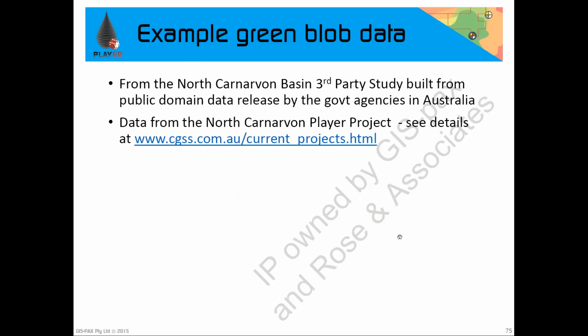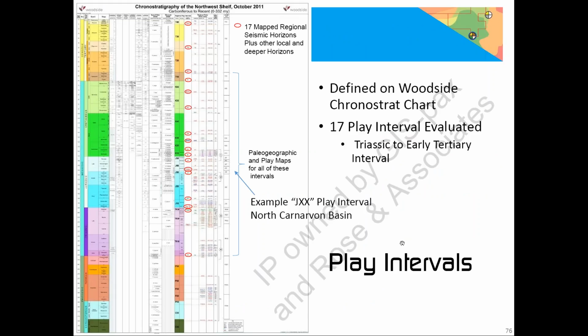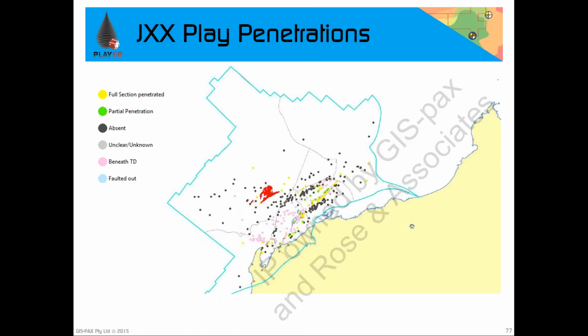So the example I've got here is from projects that we've made over the last few years from open file data from Australia, from the North of Carnarvon. So we've got 17 different play evaluations here with all the discoveries and all the success rates and all the failure analysis. And I think we've now evaluated around about 800 wells, all the penetration data, all the failure analysis, everything. So I'm going to select one of those intervals. I won't tell you which one.